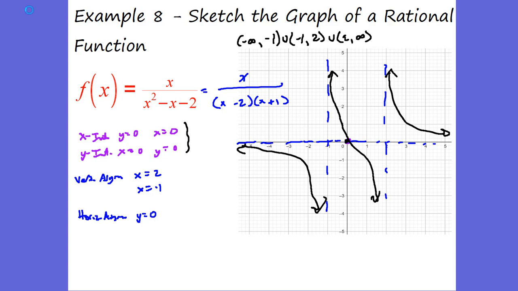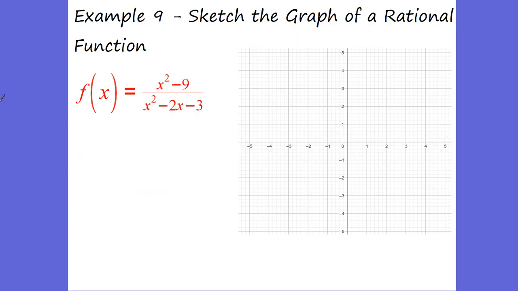We got one last example. That's example 9, the sketch of a graph of a rational function again. And what do I always want to do? I want to see if I can factor the numerator and the denominator. So the numerator is x plus 3, x minus 3, because the middle number cancels out. The bottom is, what are the factors of negative 3? It's negative 3 and positive 1.